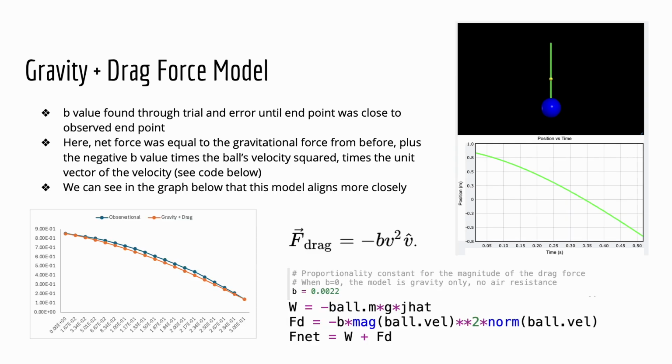The B value for this system was found through trial and error until the endpoint was close to the observed endpoint. In this system, this value was 0.0022. Drag force is equivalent to the negative B times the velocity squared times the unit vector of velocity. Here, the net force is equal to the gravitational force from before plus this drag force. We can see here that this graph aligns much more closely with our observed data.